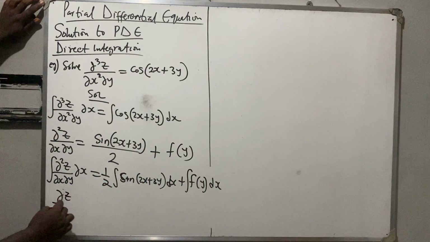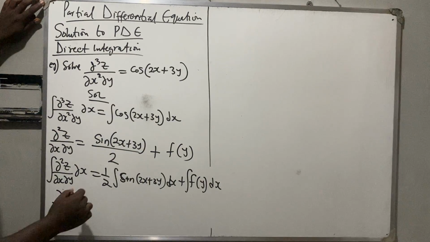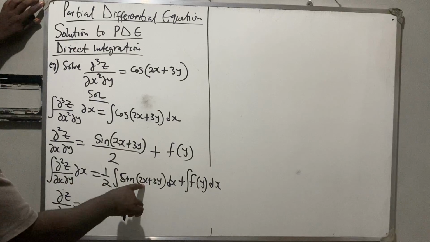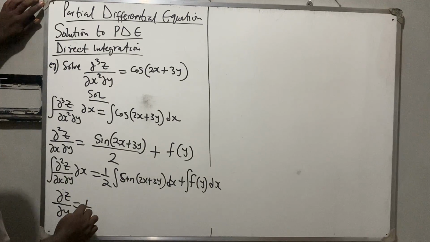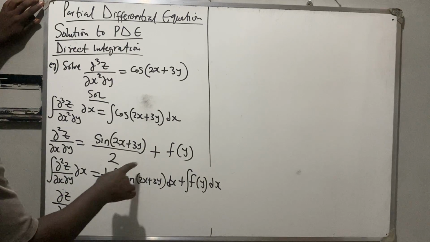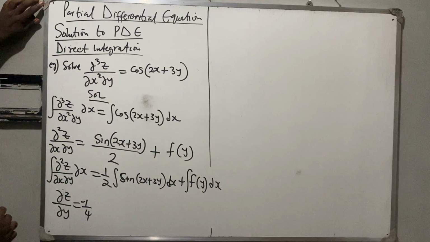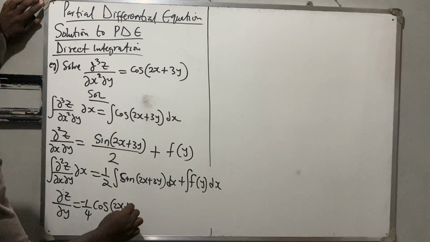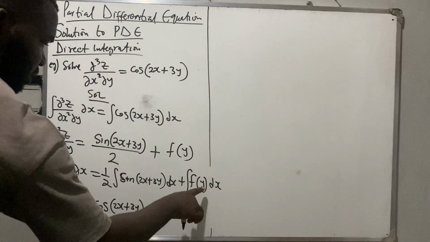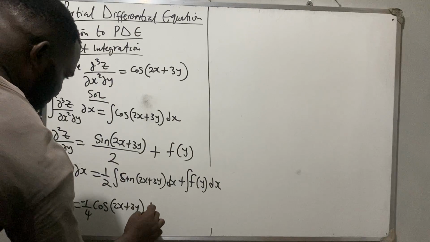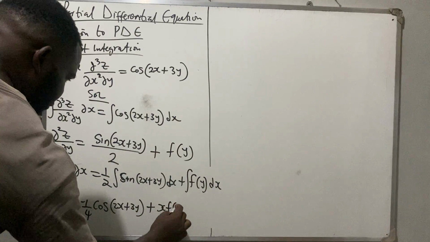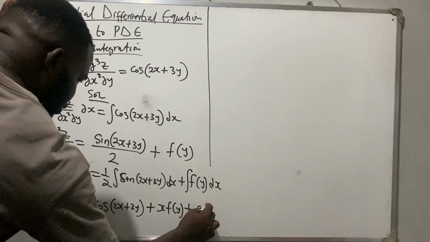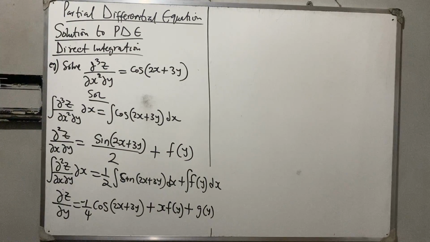partial z over partial y is now remaining, equal to, differentiating this inside again, you have to use it and divide. So I'm going to have 1 over 4, and the integral of sine of something is minus cos of that. So let me put minus here: minus 1 over 4, cos(2x plus 3y). Now, the integration of f of y with respect to x is to bring in x here. So I'm going to have plus x f of y, then plus another function of y again, because I integrated with respect to x. So now, lastly, I'm going to integrate with respect to y.